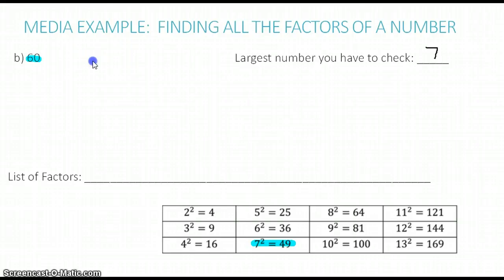So let's start. We have 1 times 60. Now we're going to move on to 2. Is 2 a factor of 60? Well, is 60 divisible by 2? I'm not going to go to the calculator just yet because I think we can figure most of these out, but you could always use the calculator to divide. So 2 times 30 is 60. Is 3 a factor of 60? Well, 60 divided by 3 is 20.